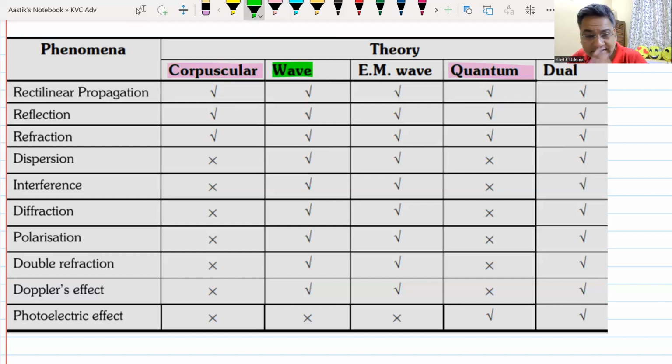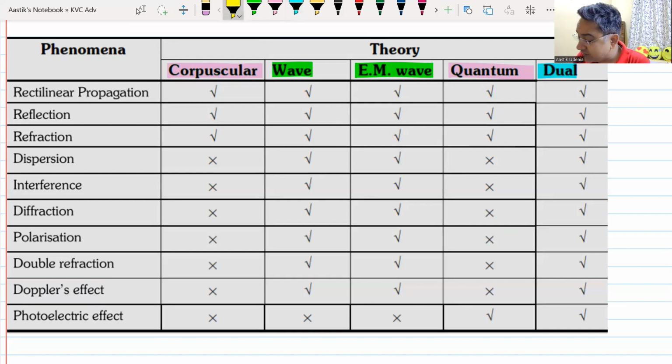Similarly, the Huygens wave theory or the EM wave theory both consider light as wave. So you can see all these phenomena which are explained by the wave theory will also be explained by the EM wave theory. Then comes the hero of them all, and the hero of them all is the dual theory, which explains every possible phenomena that we can see.